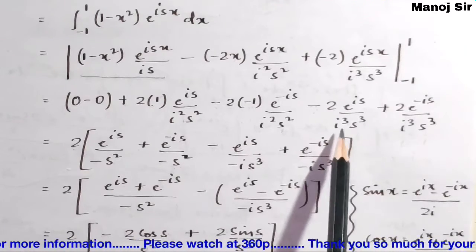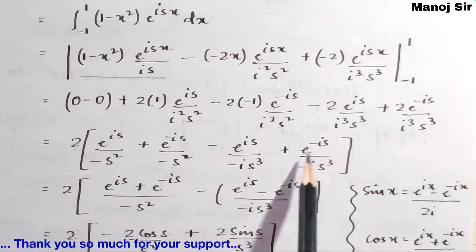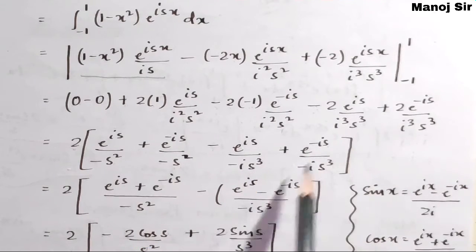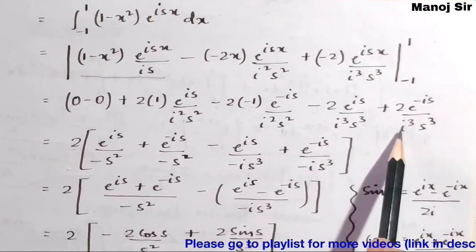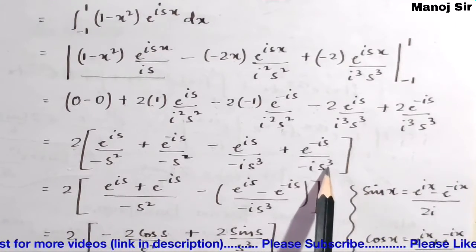What is i cubed? That is i squared into i. And the value of i squared is minus 1, so this is minus i s cubed. Now coming to the last term, 2 into e to the power minus is, upon i cubed s cubed. Since i cubed is minus i, we have minus i into s cubed.